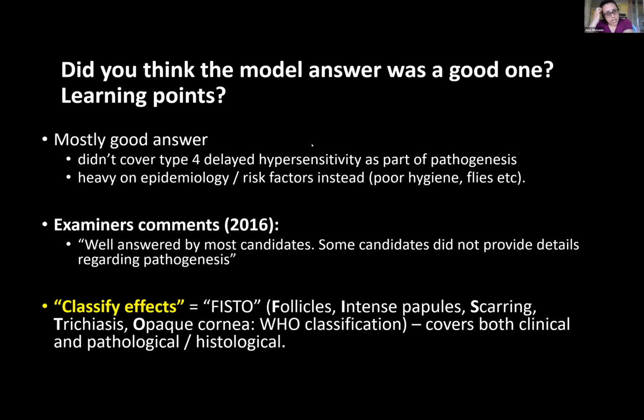For the model answer, I used not Alistair's notes, the other one. It was mostly a good answer, but in the pathophysiology, it didn't cover the type 4 delayed hypersensitivity as part of the pathology. Rather, it was pretty heavy on the epidemiology and risk factors, saying poor hygiene, close living quarters, flies, body fluids, and it didn't actually say anything about the delayed hypersensitivity. The examiner's comments for that question: well answered, and some did not provide details regarding pathogenesis. A pretty general comment there.